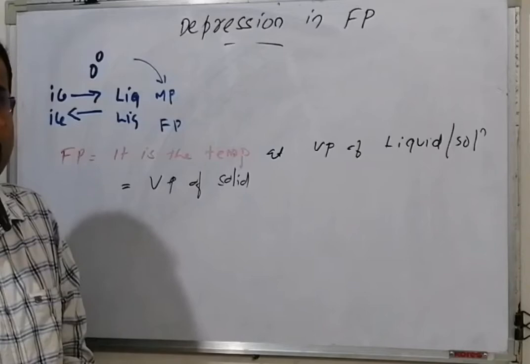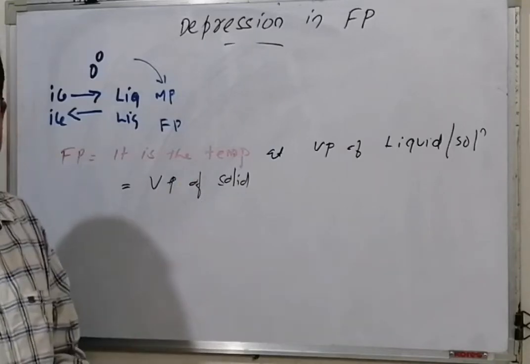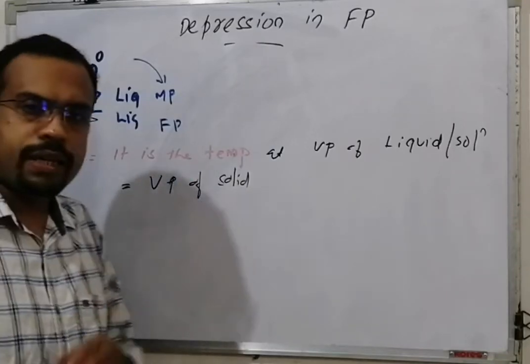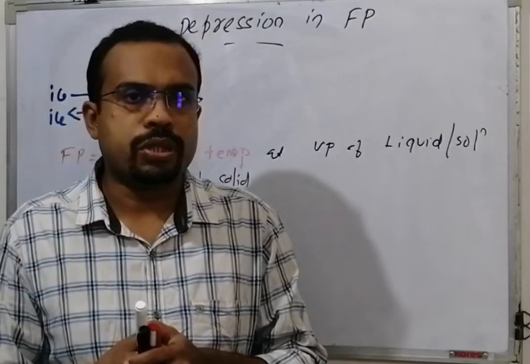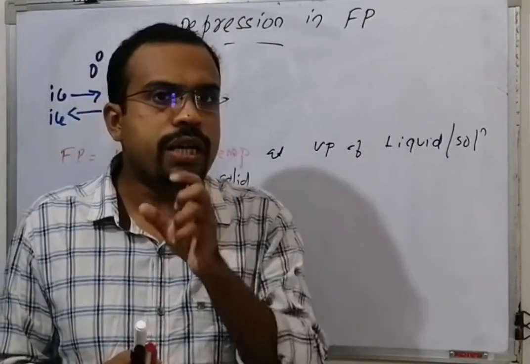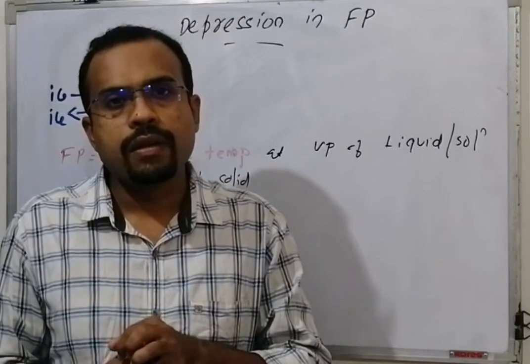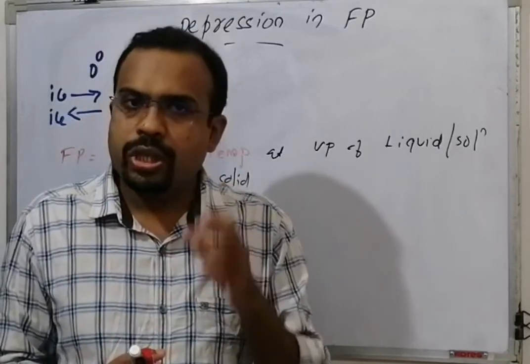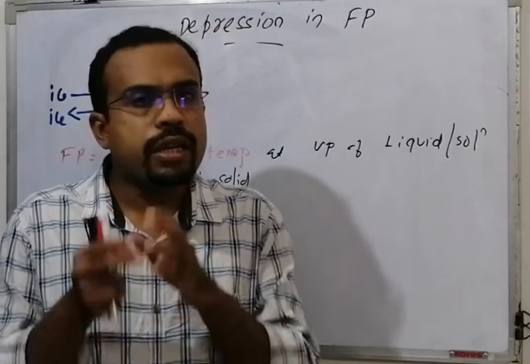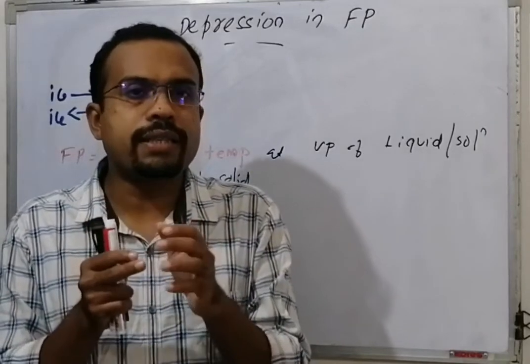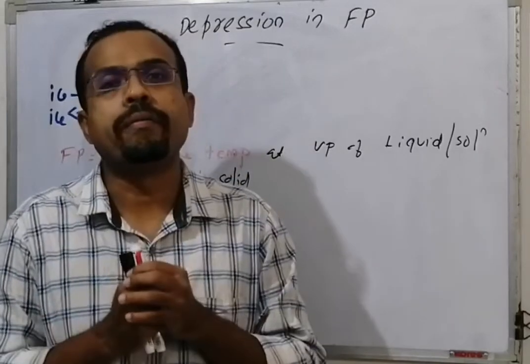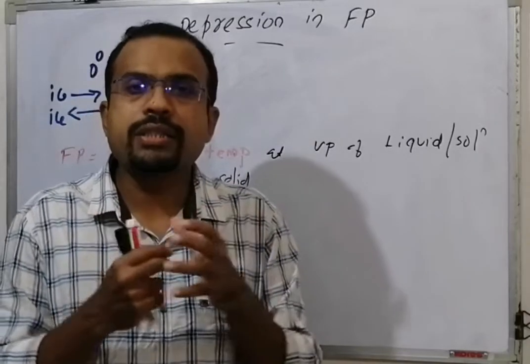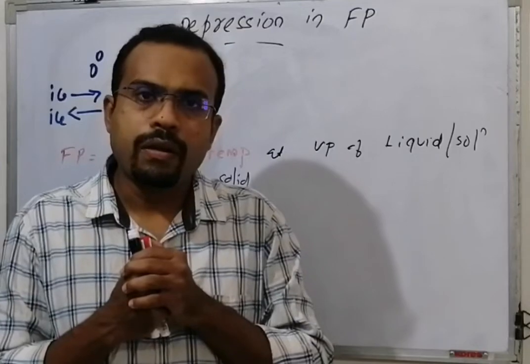How is it possible? We can express it graphically. It is a temperature at which both have the same vapor pressure. That is, at 0 degree centigrade, the liquid water and ice have the same vapor pressure. Therefore, they are in equilibrium. They coexist in equilibrium. Fine.